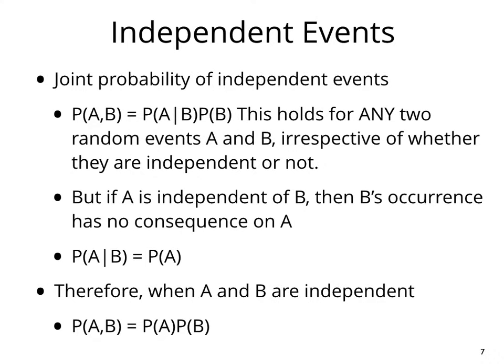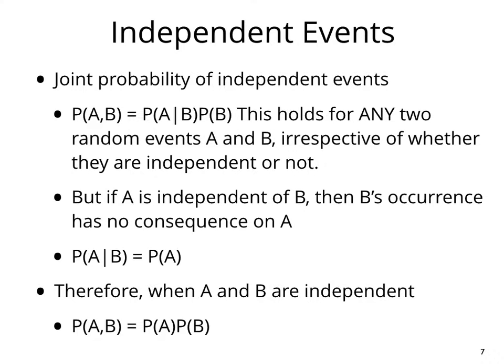So for two events A and B, the probability of both these events happening at the same time, which is called the joint probability of A and B, is P(A, B) equals P(A given B) times the probability of B. And if, for example, the two events A and B are independent, then P(A given B) is independent of whether B occurs or not and will be equal to P(A).